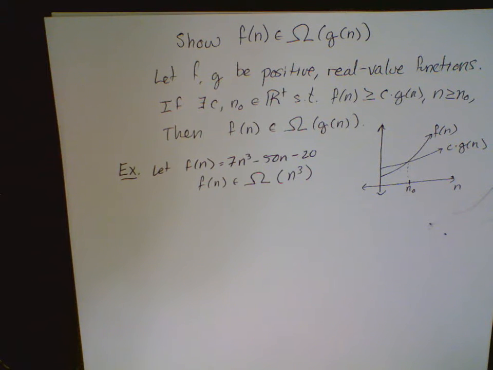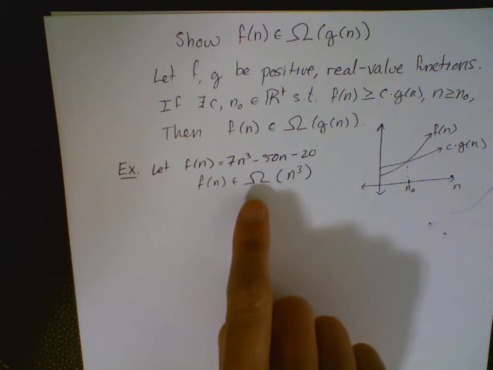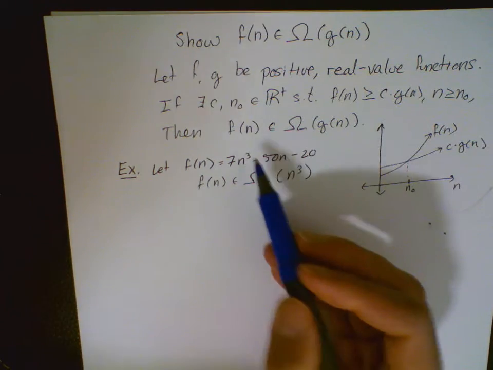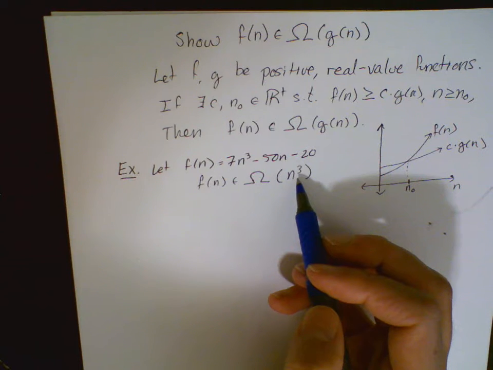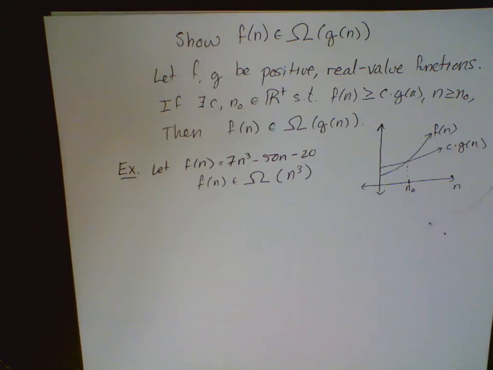So let's start with an example. Let's say f of n is 7n cubed minus 50n minus 20, and we want to show that f of n is in big omega of n cubed. One giveaway that this is true is that we have a polynomial of degree 3, so therefore it's going to be big omega of a polynomial of degree 3.